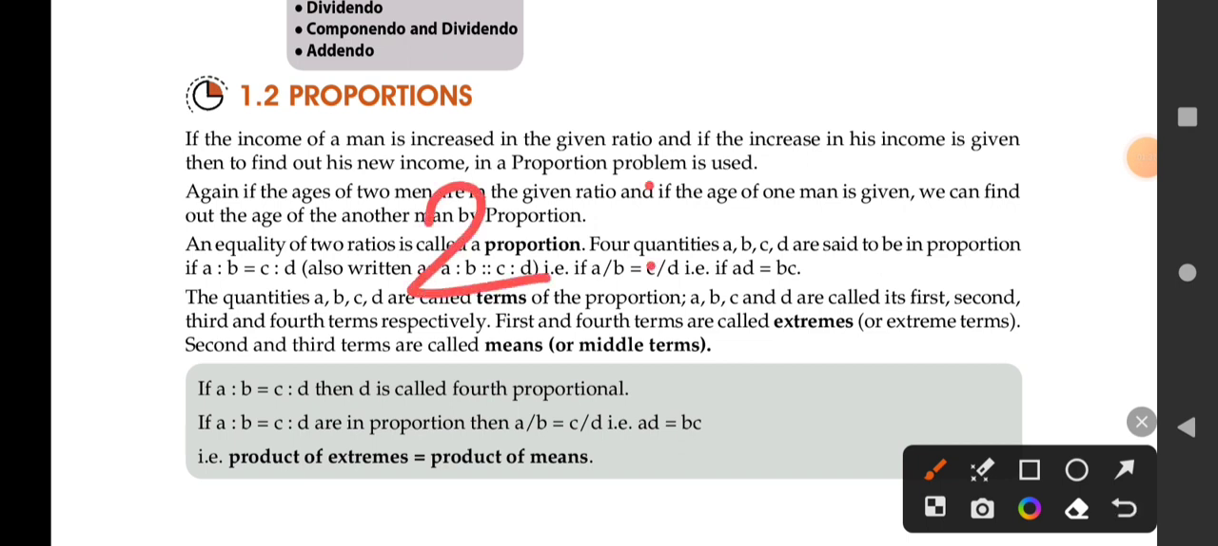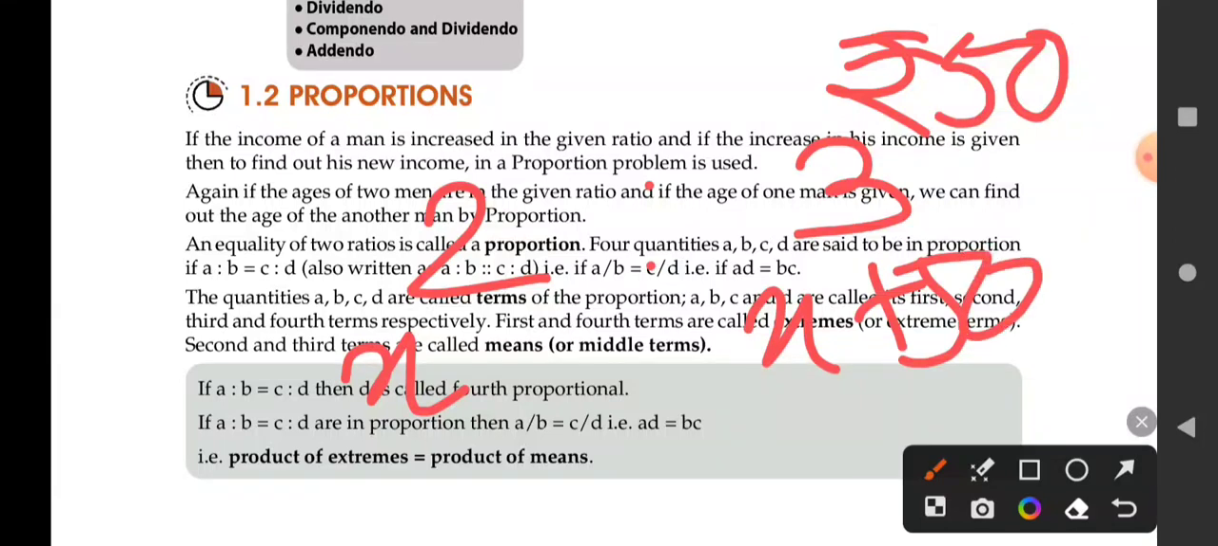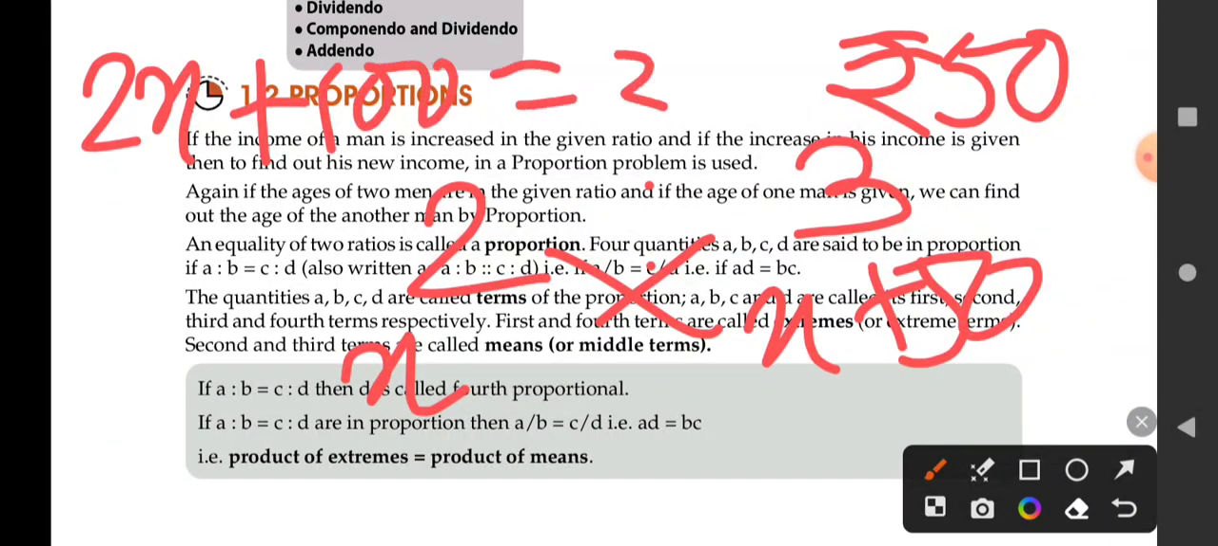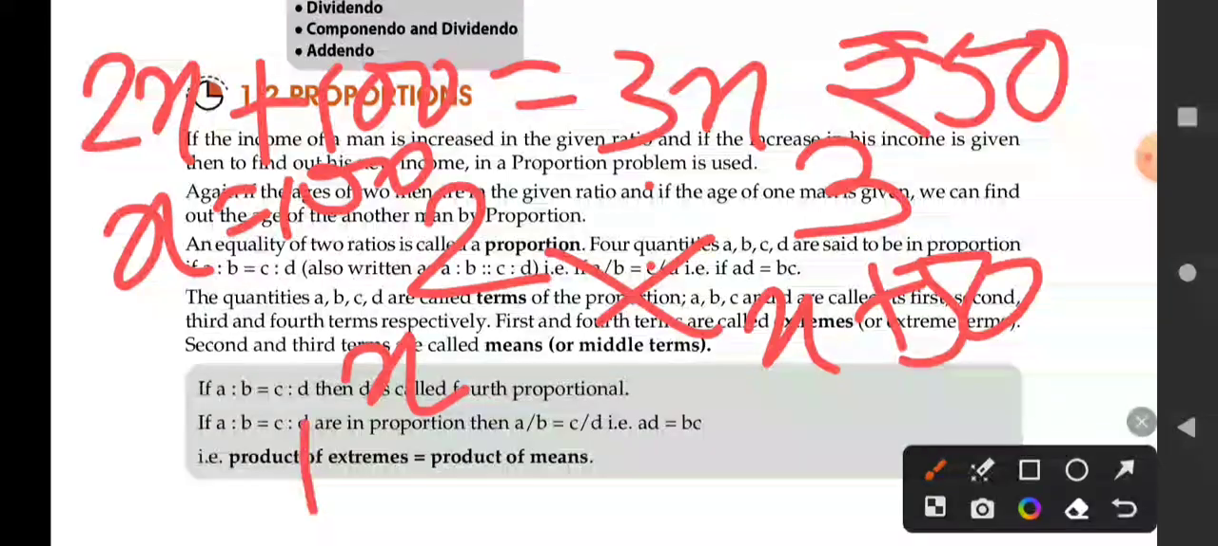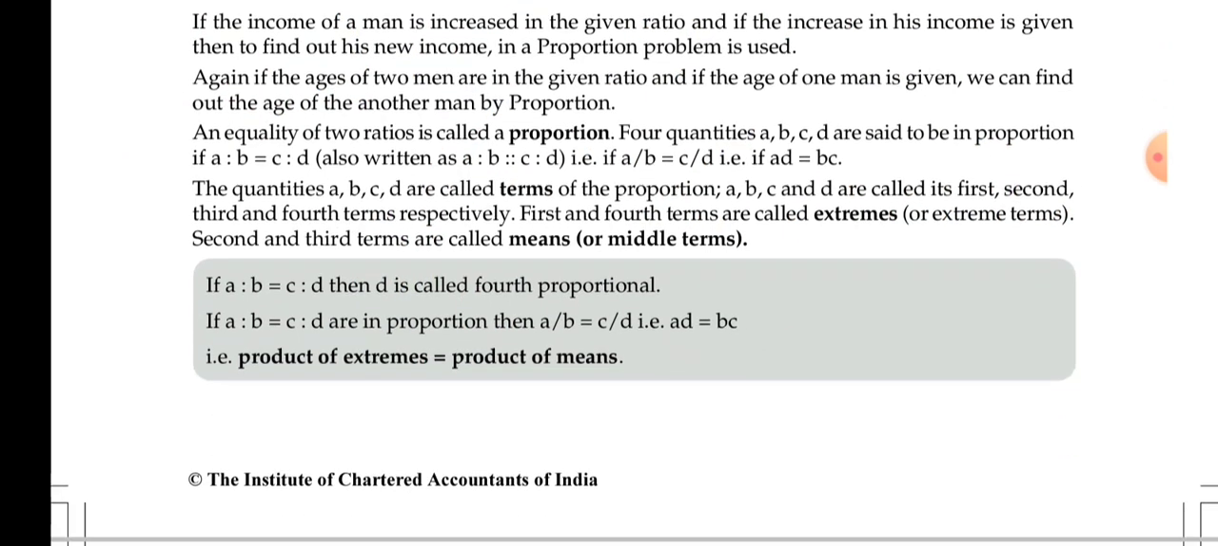Another example we have seen: suppose a man's income is increased in the ratio 2 is to 3 and the increased amount is 50 rupees. So x is the original income and x plus 50 is the new income. By cross multiplication, you get 2x plus 100 is equal to 3x. So x is 100. Hence, the original income was 100 and the new income was 150.